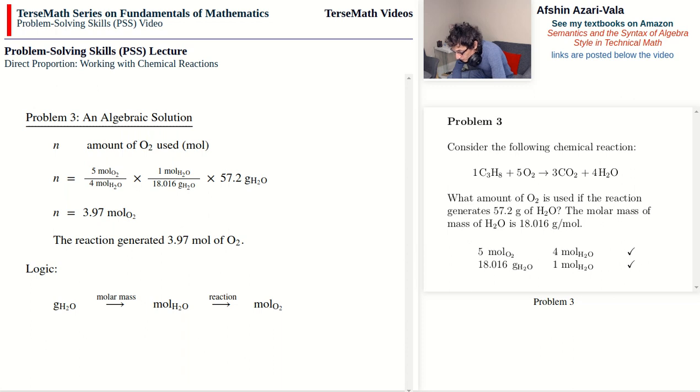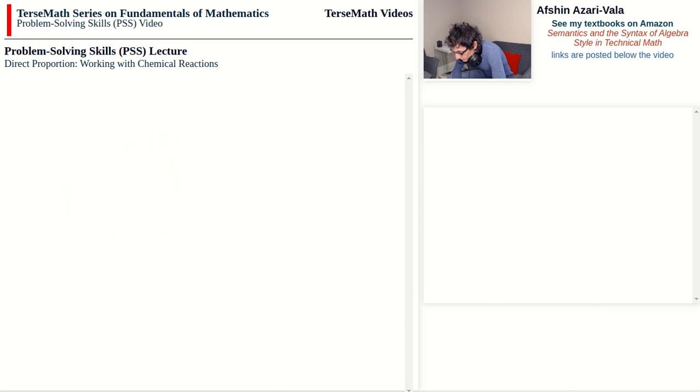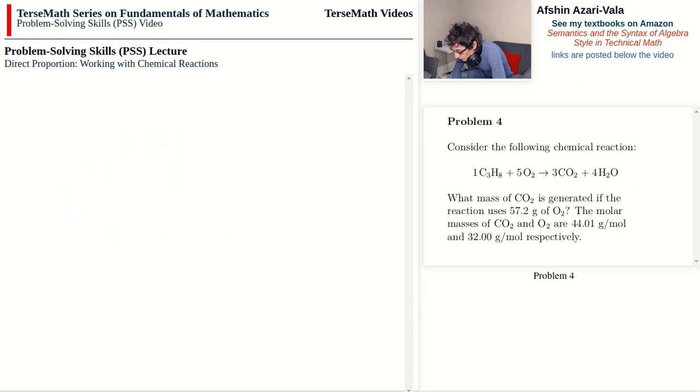Alright, now we move on to the next problem, I believe. And problem number 4, there is a total of 8 of them today. Number 4 is the longest. Problem number 4, consider the following chemical reaction. Again, the same reaction as before. What mass of CO2 is generated if the reaction uses 57.2 grams of O2? The molar masses of CO2 and O2 are 44.01 grams per mole and 32 grams per mole respectively.